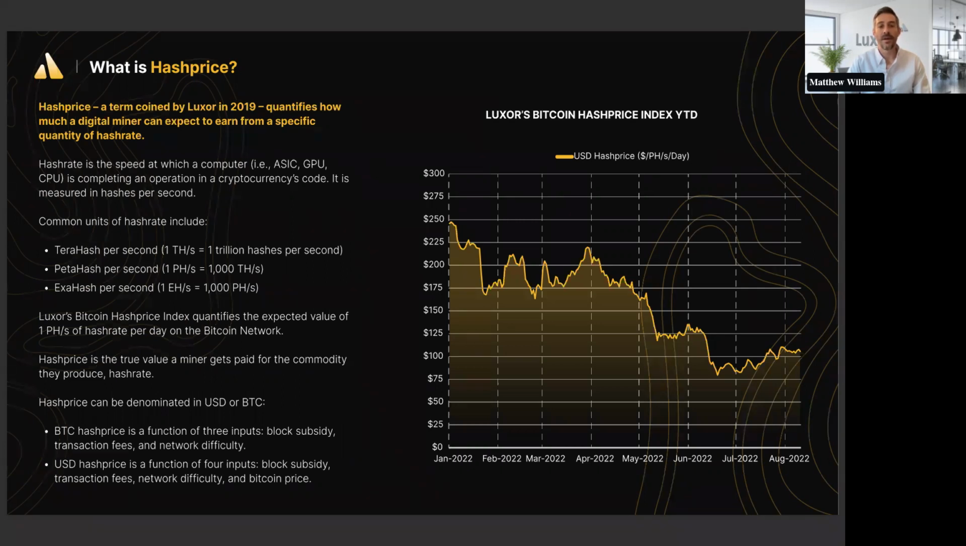Hash price is a function of four main components. The first being block reward, then transaction fees, network difficulty, and then Bitcoin price, with the latter two having the biggest impact on movements in hash price.